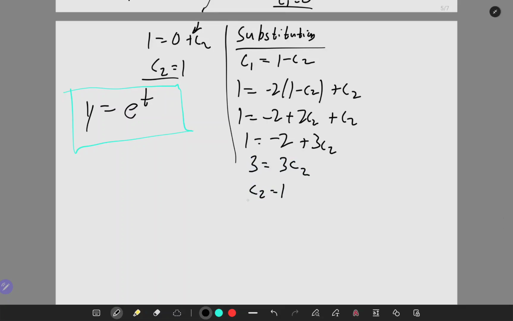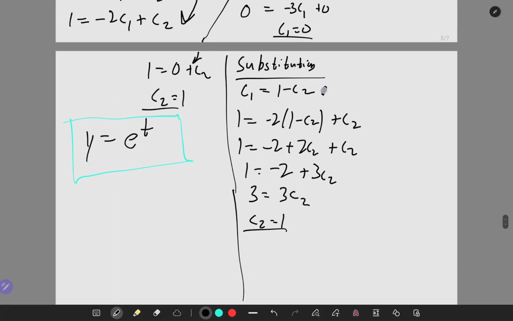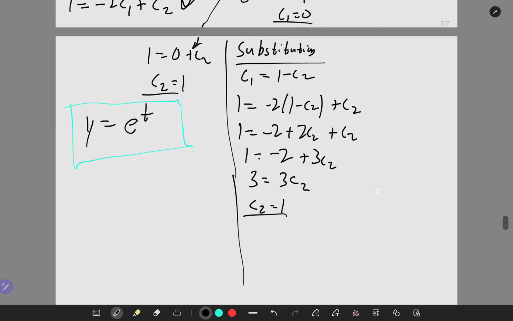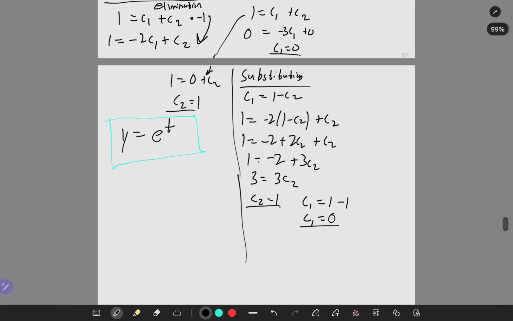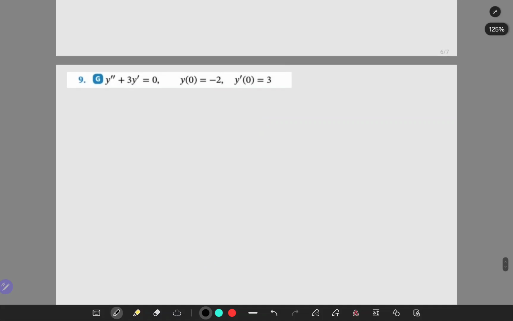C2 is equal to 1. We go back to here, and then we do C1 is equal to 1 minus 1. C1 equals 0, right? So that's the other way you can do it. One more problem. This one doesn't have a y in it, so this one will be a little bit easier, I think, to solve for r.